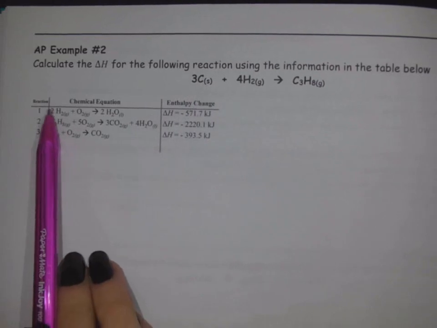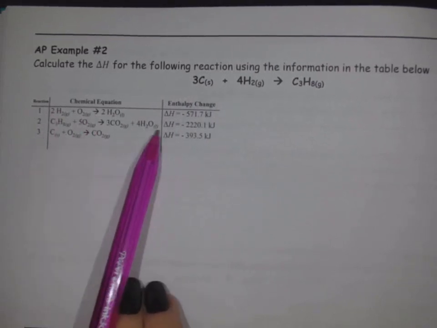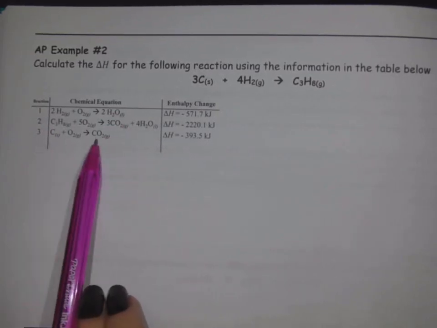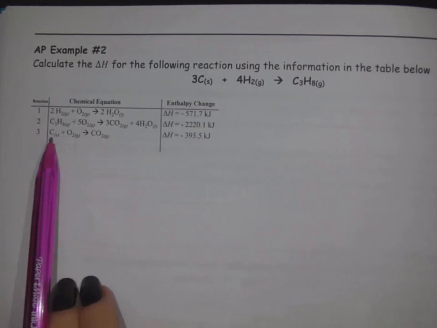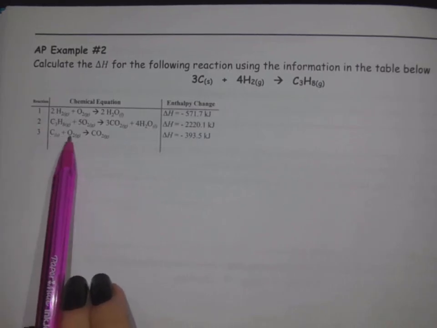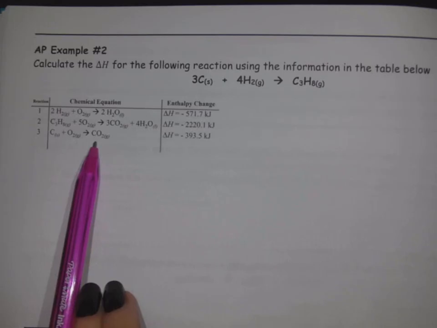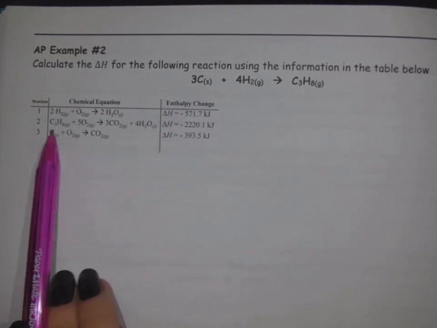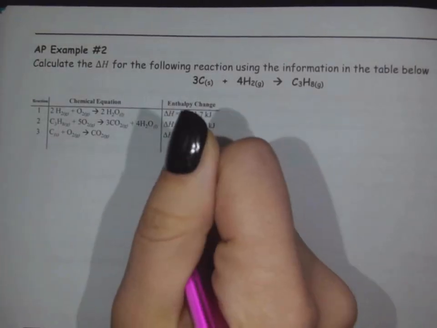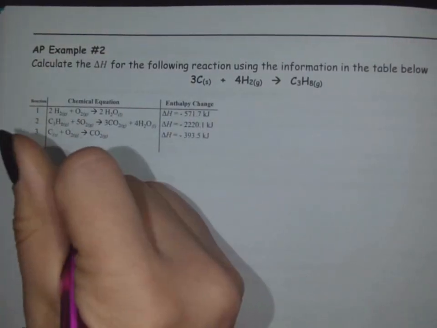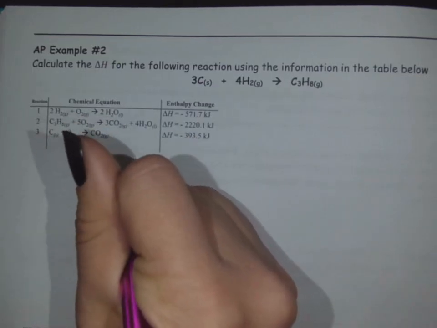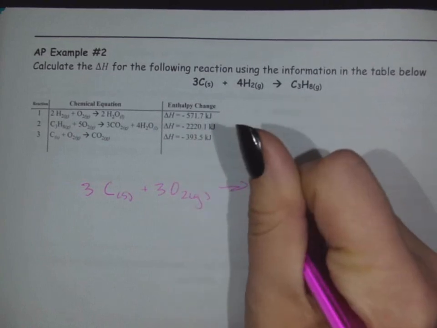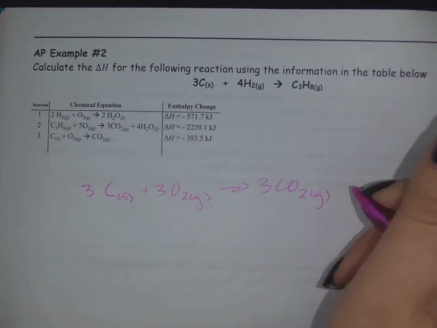And so it's not present in reaction 1. Although carbon is in reaction 2, it's not alone. Only in reaction 3 is it all alone. And so in reaction 3, it's carbon solid plus O2 gas results in carbon dioxide. Now this has a coefficient of 1, and that's a coefficient of 3. So I'm going to take reaction 3, and I'm going to multiply it by 3. So we're going to have 3 carbon solid plus 3 O2 gas results in 3 carbon dioxide gas.